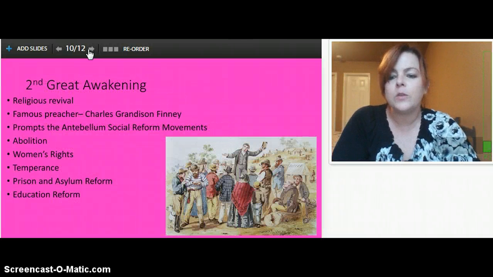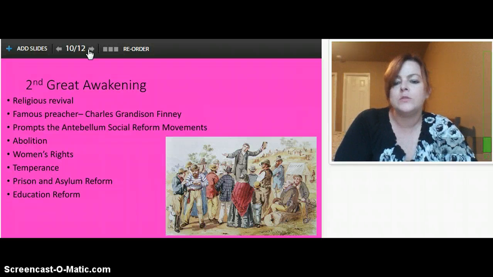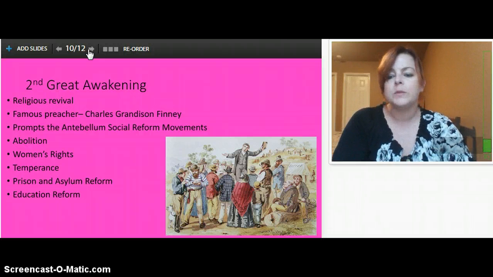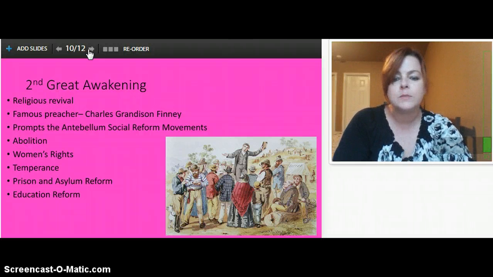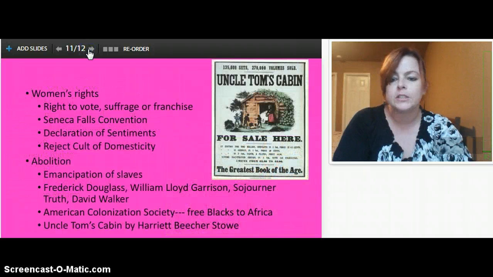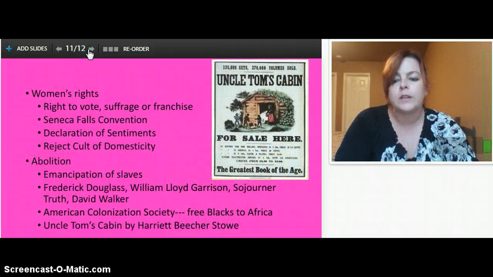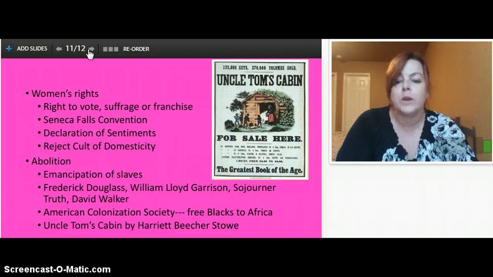Okay, so the Second Great Awakening is going to be a religious revival, but it's also going to start off the antebellum reform movements, right? And so we've got abolition, women's rights, temperance, prison and mental health reform, and education reform. So women's rights, the big right that women want is the right to vote, right, or suffrage. And you might even see the terminology franchise. If I'm fighting for the franchise, I'm fighting for the right to vote.